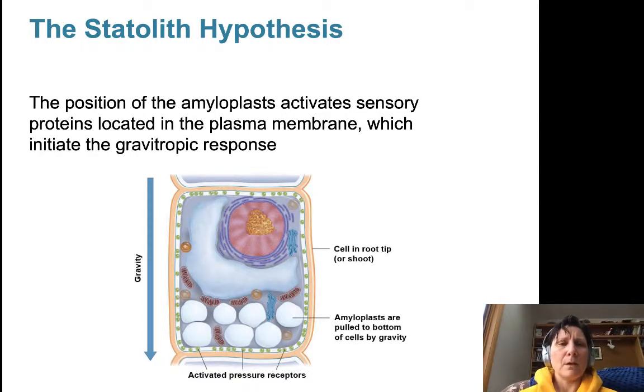Okay. So the position of the amyloplast activates sensory proteins located in the plasma membrane, which initiates the gravitropic response, right? And by that, I mean, if you're talking about a root or a shoot, it's going to change position. So it's going to grow into a different direction, or move in a different direction.